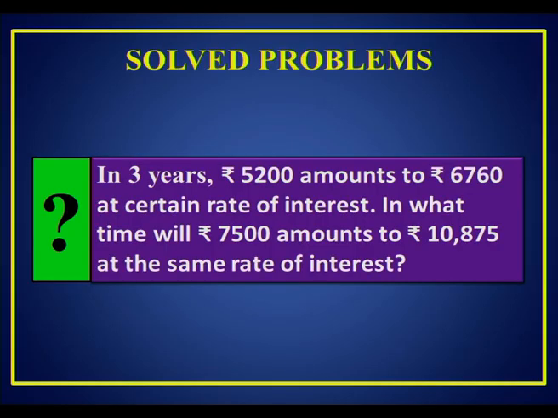So, in 3 years, 5,200 rupees amounts to 6,760 rupees at certain rate of interest. In what time will 7,500 rupees amount to 10,875 rupees at the same rate of interest? Let us start with the solution.